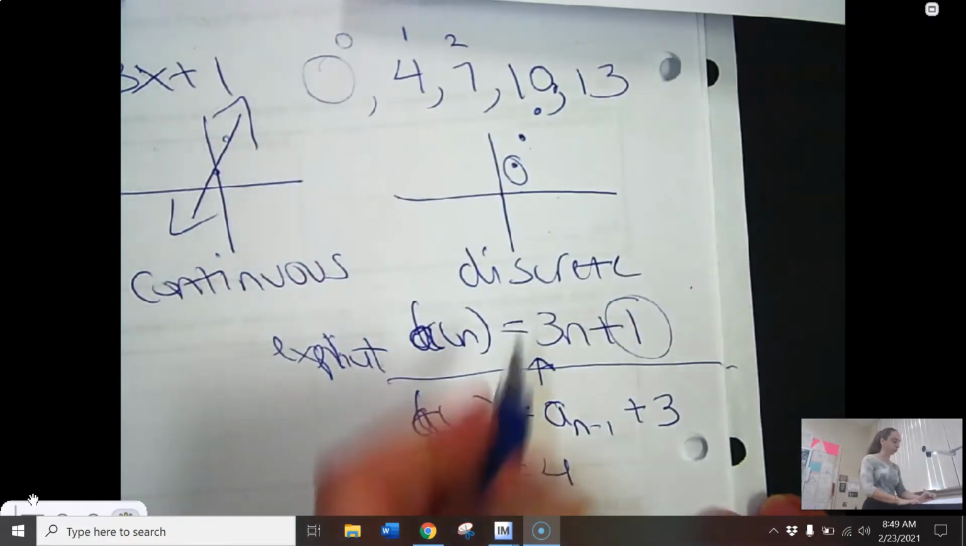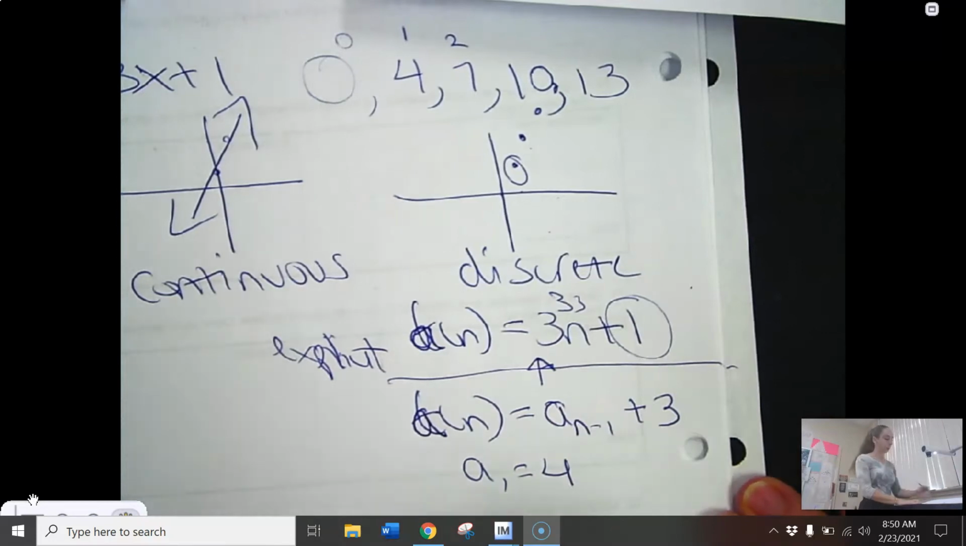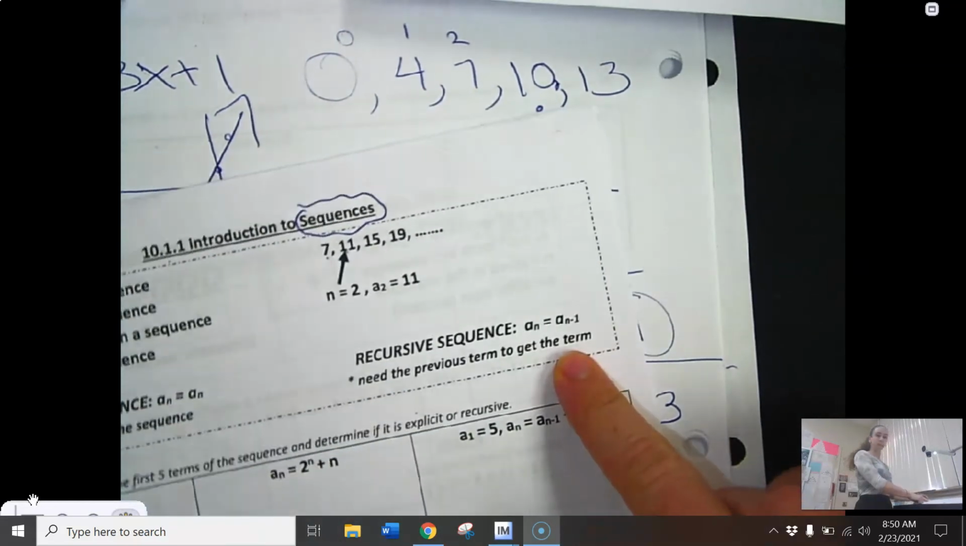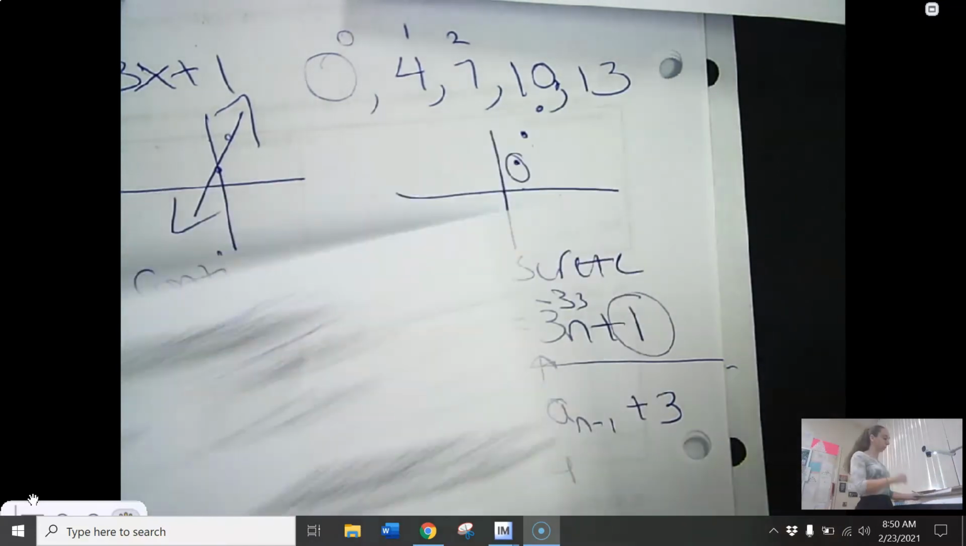You want the 33rd term? Just put in 33, you can get it. You want the negative 33 term? Great, you can get it. But there's also something called a recursive sequence, which I have right here. And this means you need the previous term to get the next term.